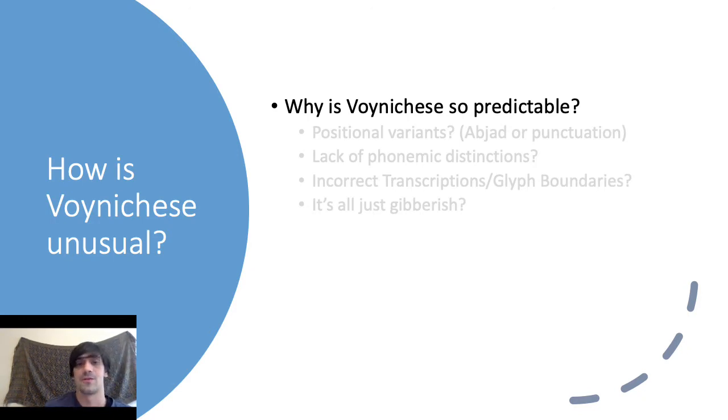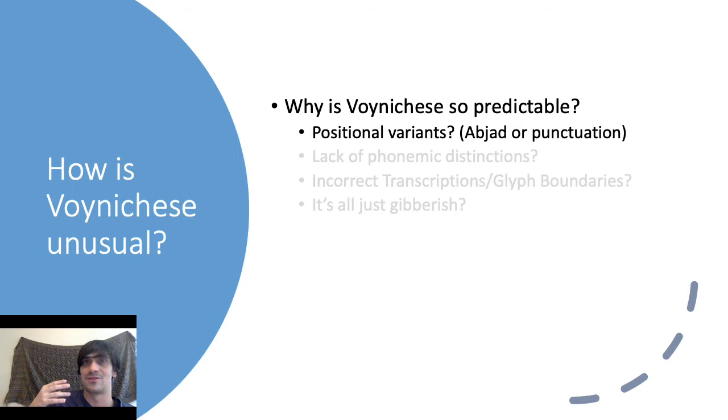Voynichese at the character level is extremely predictable. There seem to be these positional variants where within a word, certain characters and character sequences are only found. And like I said, in some ways this resembles an abjad. In some ways this resembles punctuation. But this is a very extreme example of this predictability.